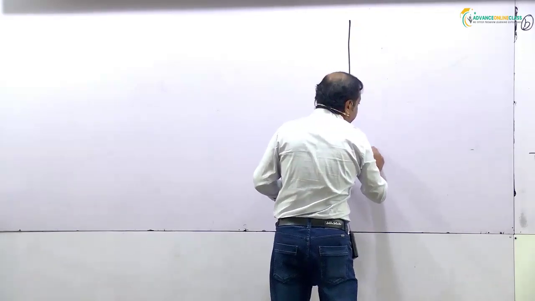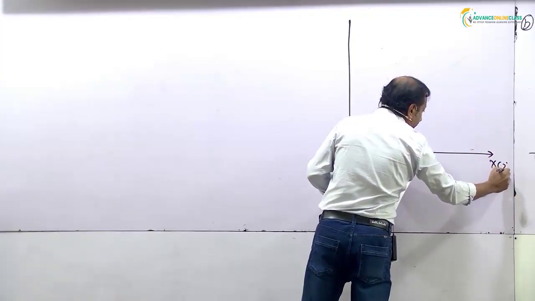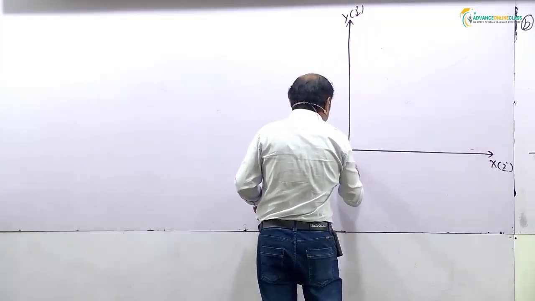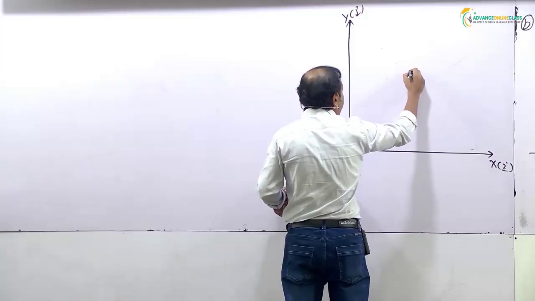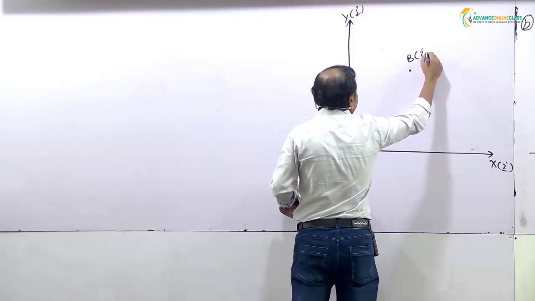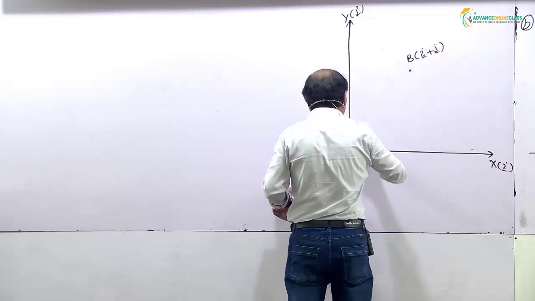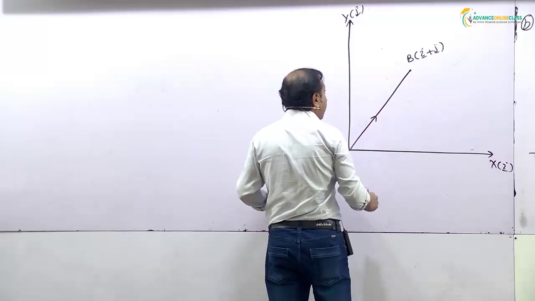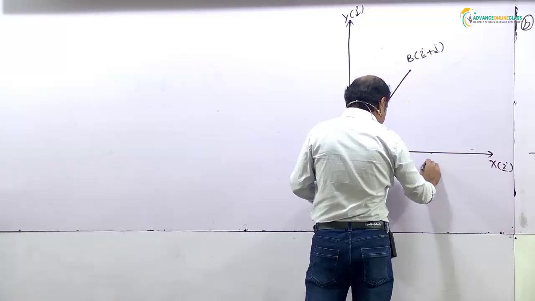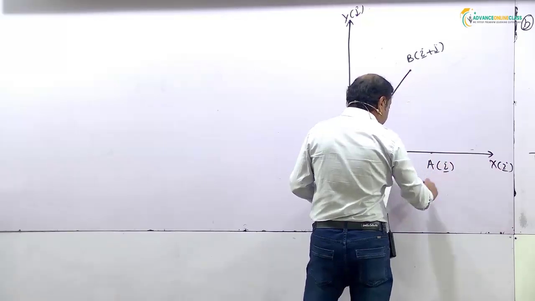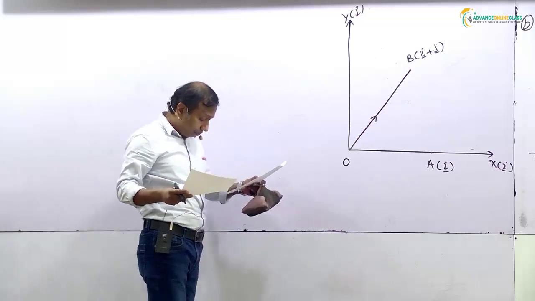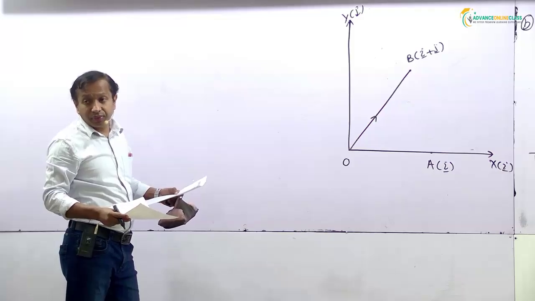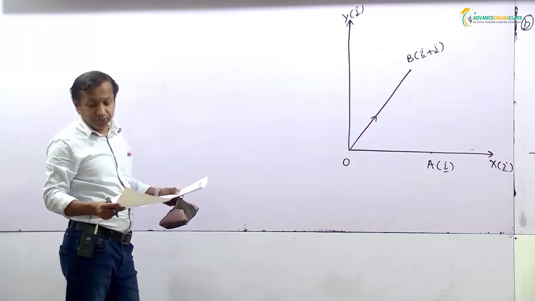The x-axis is vector i, the y-axis is j. Here we have B, i plus j, so OB. Point A is here. The position vector is i. The position vector i plus j means the point (1, 1), and the position vector i means (1, 0).